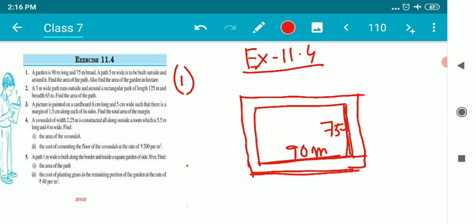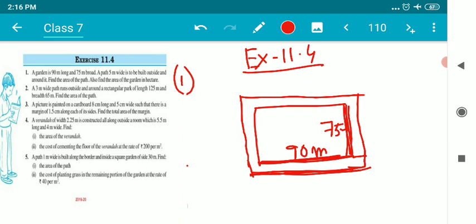Children, if you look very closely at this diagram which I have drawn right now, two rectangles can be seen. One is a smaller rectangle having dimensions 90 and 75, length and breadth are 90 and 75, and another rectangle which is larger than it, an outer rectangle, whose dimensions we don't know.